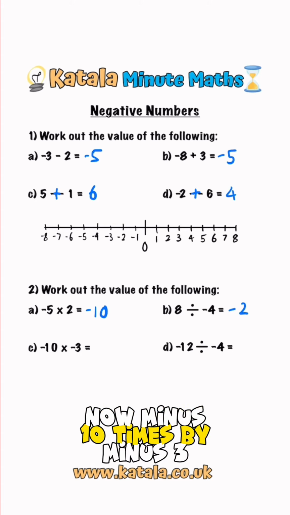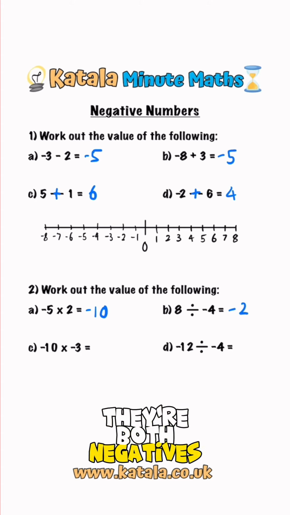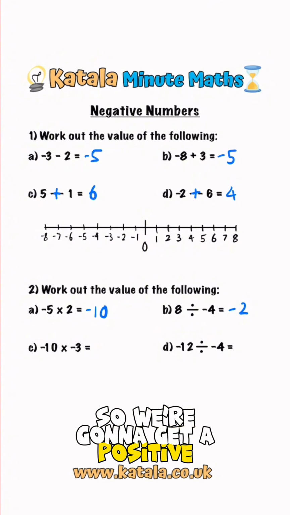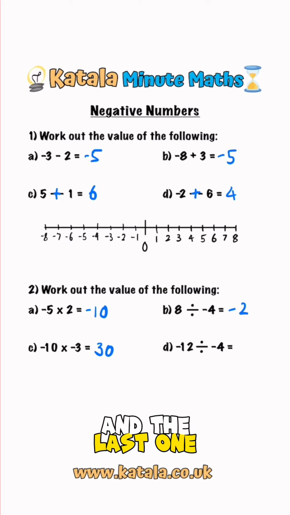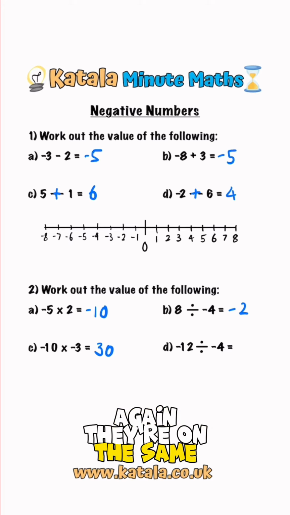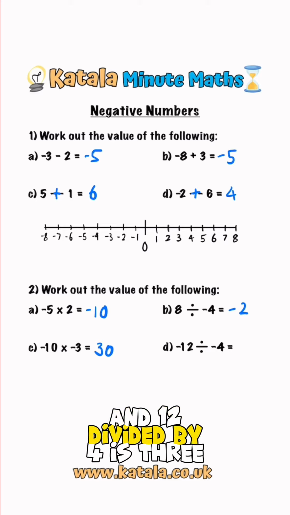Now -10 times by -3, they're both negatives, they're on the same team, so it's going to get a positive result. And 10 times 3 is 30, so that's +30. And the last one, -12 divided by -4, again, they're on the same team, so it's going to be positive. And 12 divided by 4 is 3.